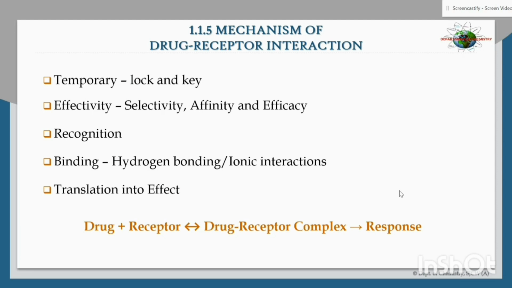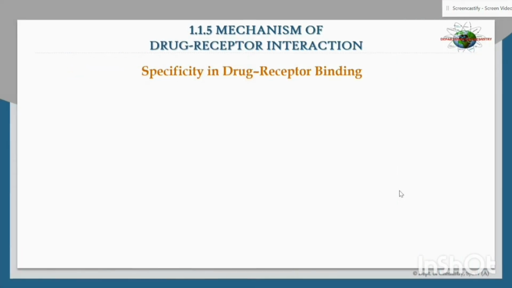The binding and generation of response takes place in three stages. First, the receptor recognizes the drug or the ligand. Next, the receptor binds to the drug, or there is binding between the drug and the receptor through hydrogen bonding or ionic interactions or van der Waals forces, and this binding is followed by translation of the signal into effect. So the mechanism of drug receptor interaction involves recognition, binding, and translation. Finally, the desired response is generated.